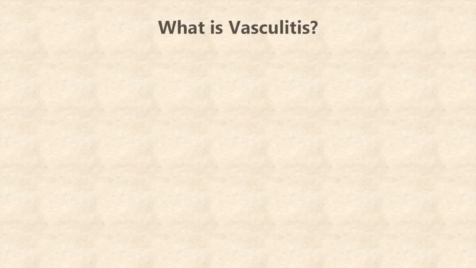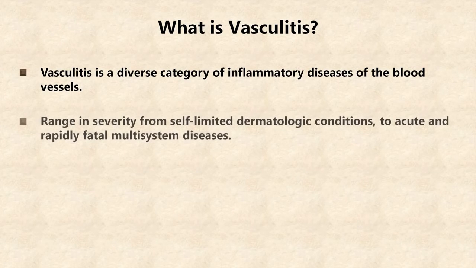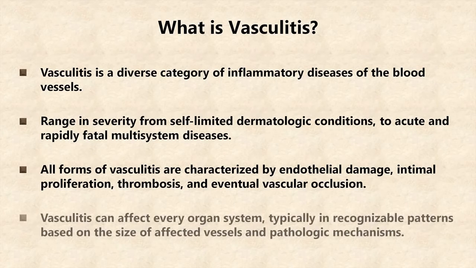So first, what is vasculitis? Vasculitis is a diverse category of inflammatory diseases of the blood vessels. These diseases range in severity from self-limited dermatologic conditions to acute and rapidly fatal multi-system diseases. All forms of vasculitis are characterized by endothelial damage, intimal proliferation, thrombosis, and eventual vascular occlusion. Vasculitis can affect every organ system, typically in recognizable patterns based on the size of the affected vessels and the underlying pathologic mechanisms.